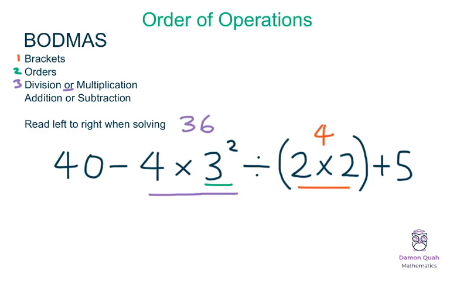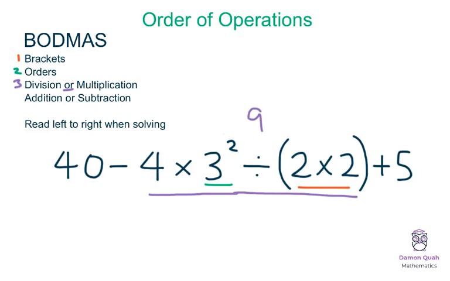Now that we've solved that, we can move on to the next division or multiplication. In this case, it's a division. So now it's 36 divided by the 2 times 2, which we've already solved in the brackets. So it's 36 divided by 4. Okay, and then we solve this section. It gives us 9. So now we've got a number sentence that is 40, take away 9 plus 5.